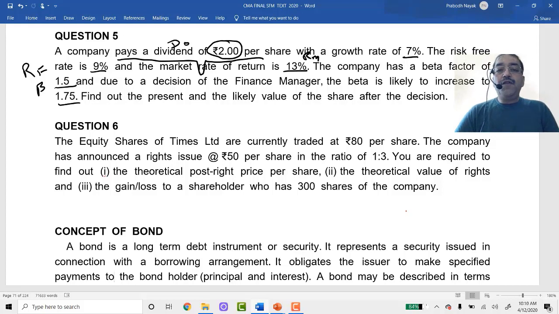RM is given, RF is given, beta is given. We have to make use of the CAPM formula. It is again one of the formulas that we have got in cost of capital. As per the CAPM formula, KE is equal to RF plus beta into RM minus RF.